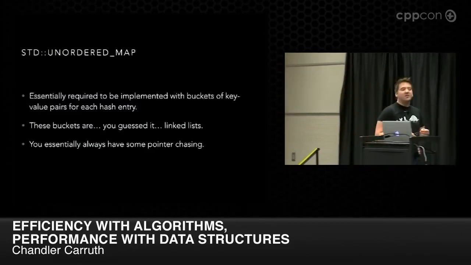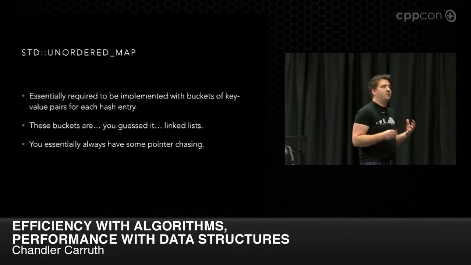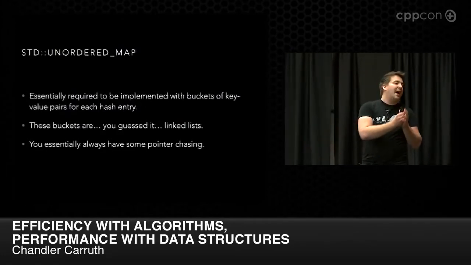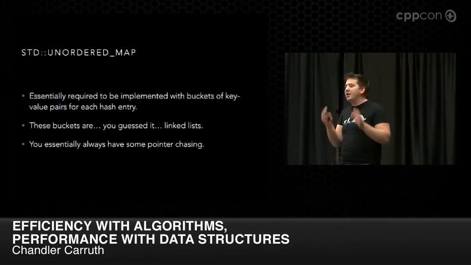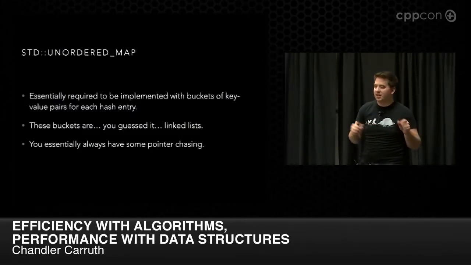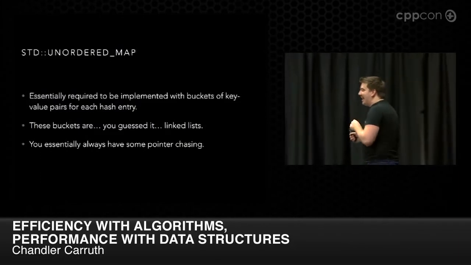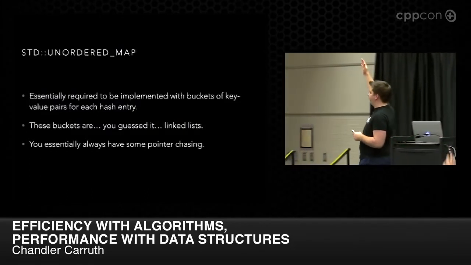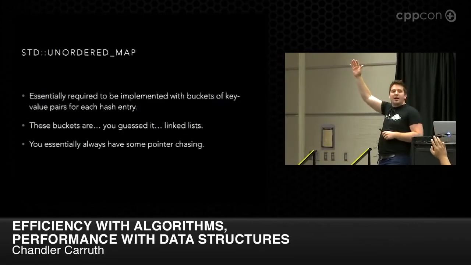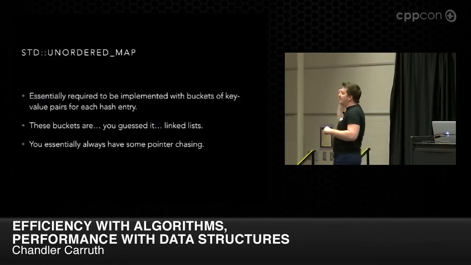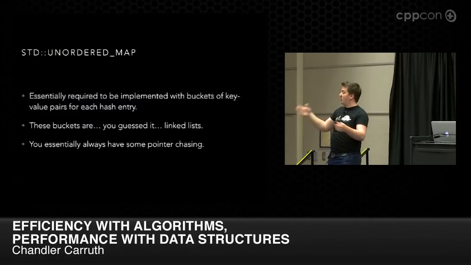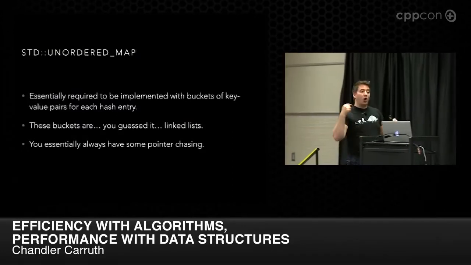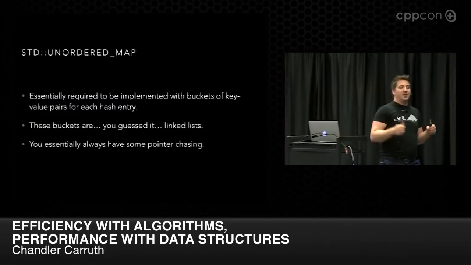Okay? So it is essentially required, based on the standard, to be implemented in terms of buckets of key value pairs. And I can't express to you how much of this implementation detail bled into the interface. You can actually get bucket iterators into an unordered map. How many folks knew this? You can get a bucket iterator into an unordered map and iterate the elements of a bucket and observe where they start and where they end. Right? You can also get an iterator over the buckets in the map rather than over the elements.